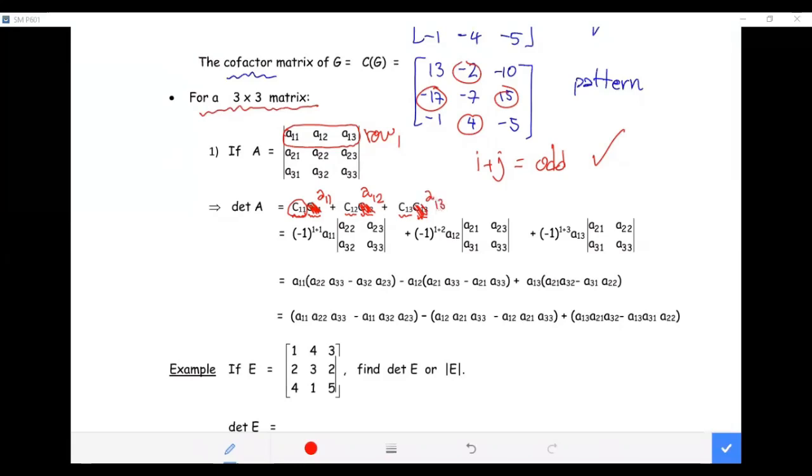So I should actually write C11, cofactor 1 1, multiplied with the first member A11 of the matrix A. So A11 is there. And C12, the cofactor 1 2, is multiplied with that member A12. Next one, C13, multiplied with A13. You get it, right? Smart boys, smart girls.